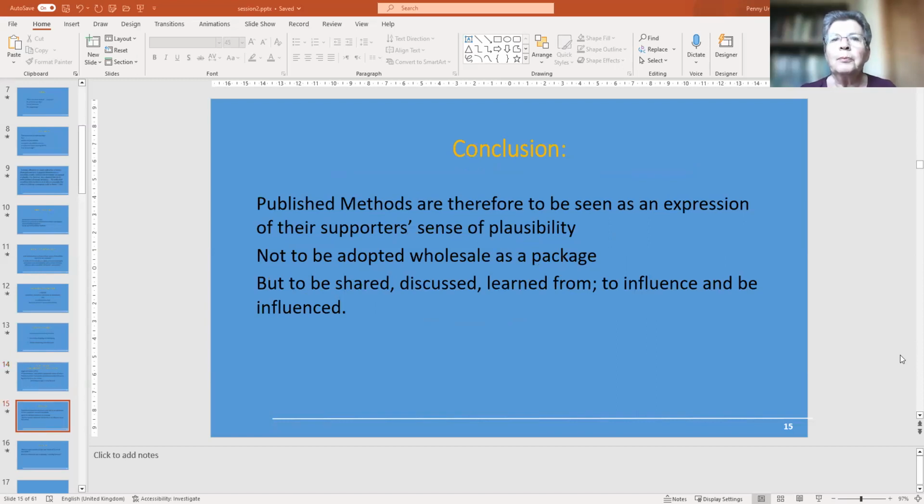So what he says, published methods are therefore to be seen as an expression of their supporters' sense of plausibility. So they're also perfectly legitimate senses of plausibility, but they're someone else's, not mine. And therefore not to be adopted wholesale, but to be shared, learned from, influenced, and be influenced. And that makes a lot of sense to me.